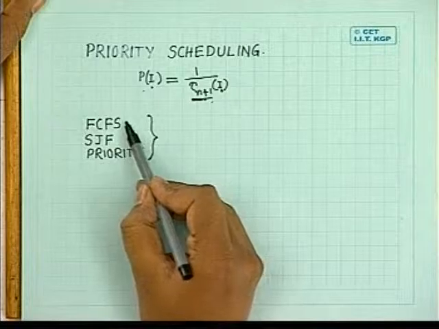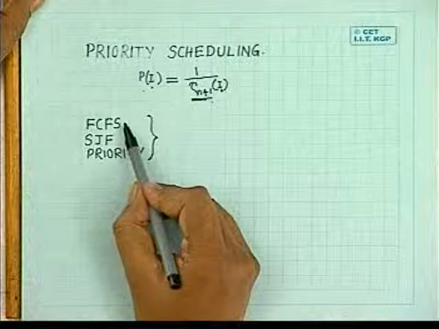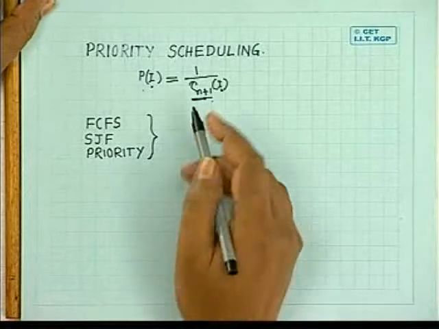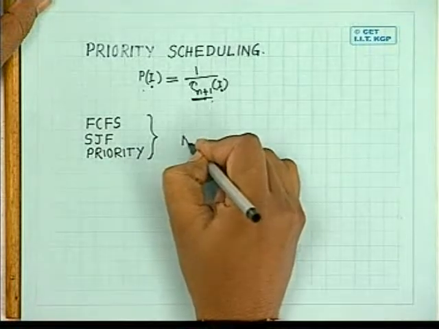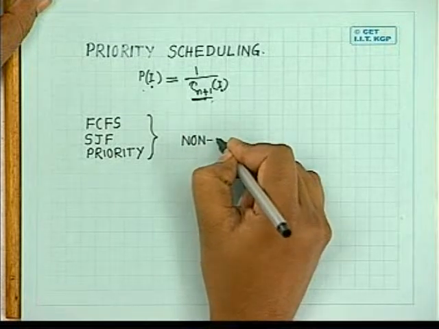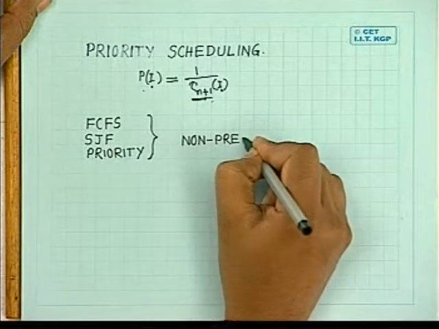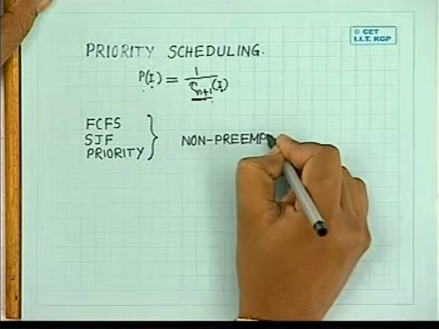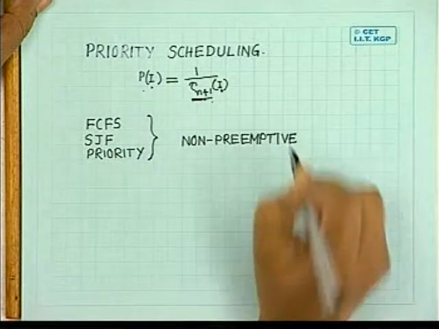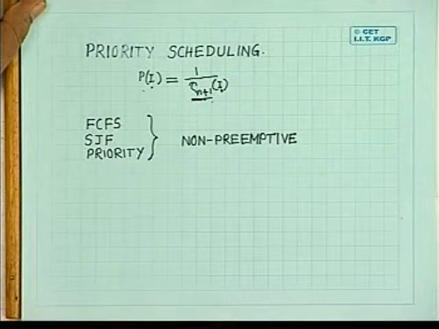For these three scheduling techniques, you see that once a job is given to the CPU for execution of a CPU burst, the CPU cannot be taken out of that job until and unless that entire CPU burst is complete. That means the job cannot be preempted. It has to come out of the CPU naturally at the end of the current CPU burst. So, these three CPU scheduling techniques are normally known as non-preemptive scheduling.